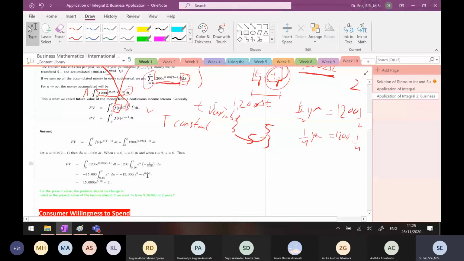You can do this by calculator. It will become negative, so negative times negative is positive. If you don't have a calculator, you just multiply the negative with this one. Negative times e to the power of 0 is negative 1, and negative times negative gives plus e to the power of 0.16. So you have e to the power of 0.16 minus 1. You can solve this using a calculator also.